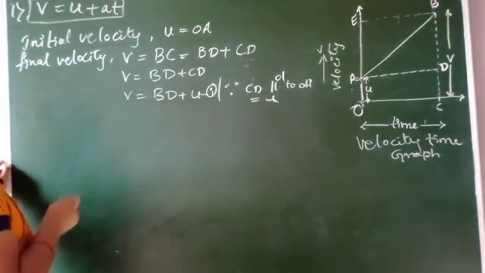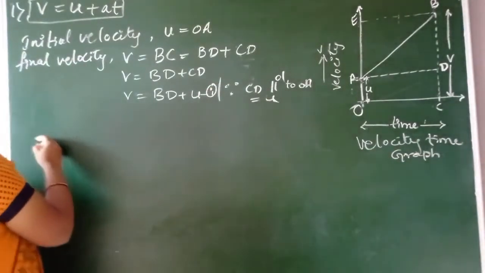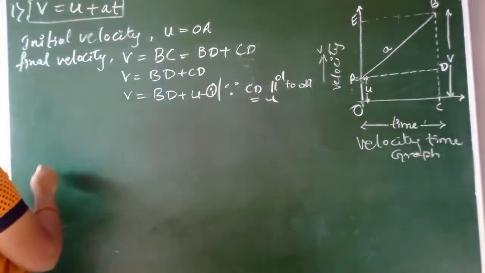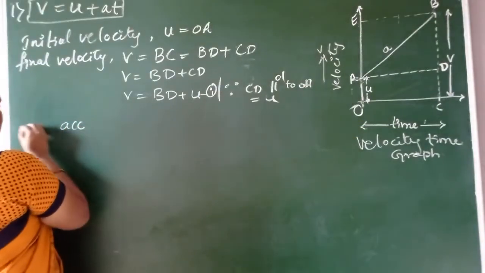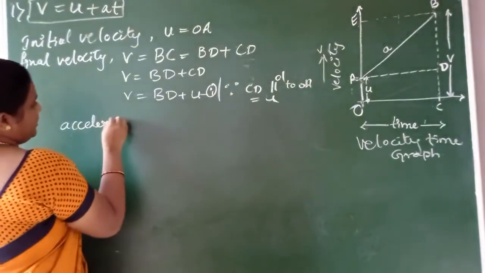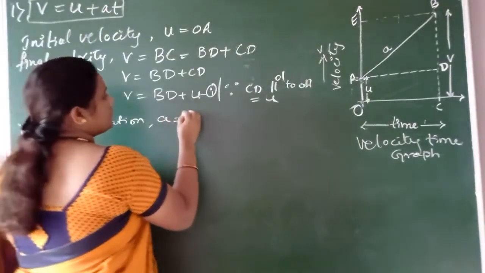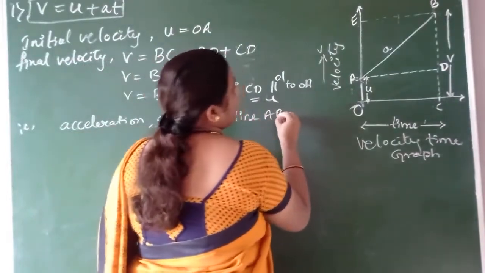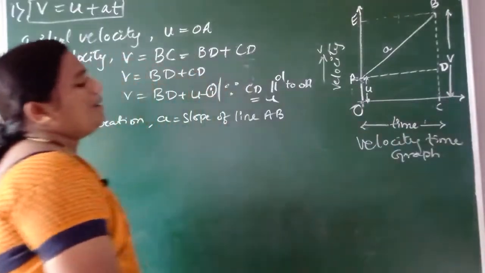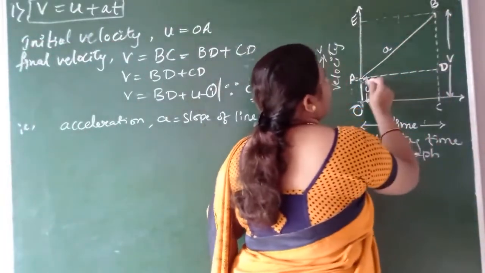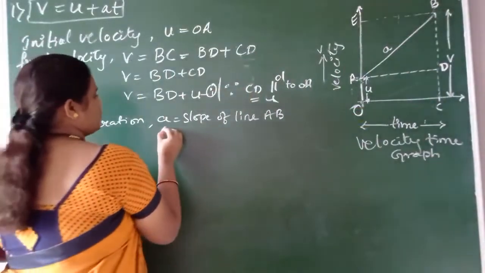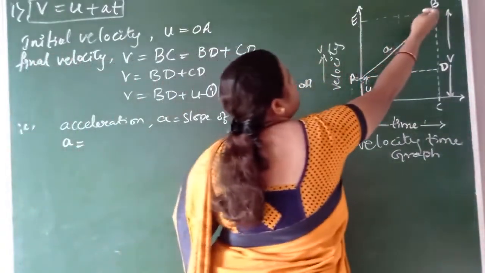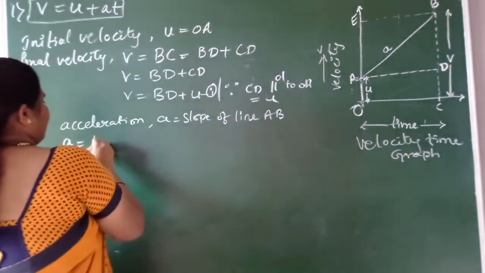Now, what do we want to calculate? Acceleration, no? So here, AB is the acceleration. Acceleration a is equal to the slope of line AB. This line AB slope is nothing but BD divided by AD, we can write. Isn't it, children? So acceleration is the slope of line AB, which is equal to BD divided by AD.